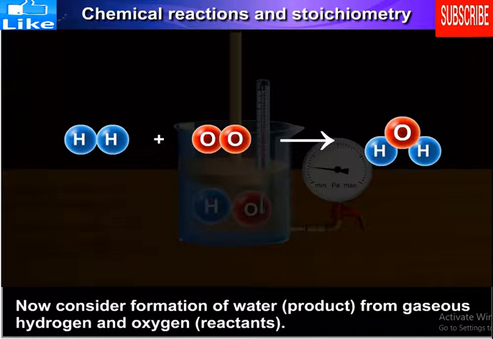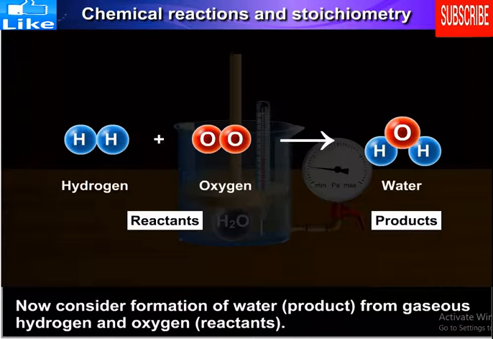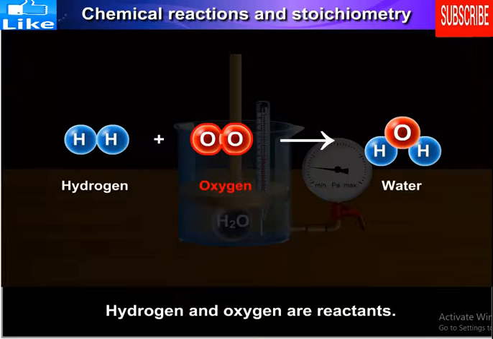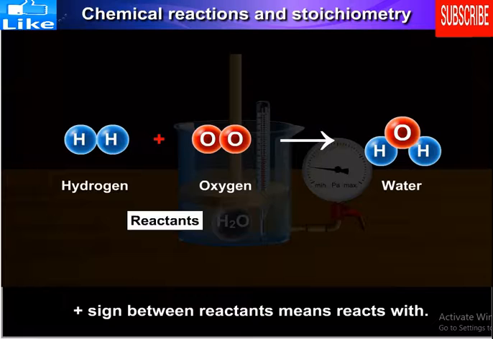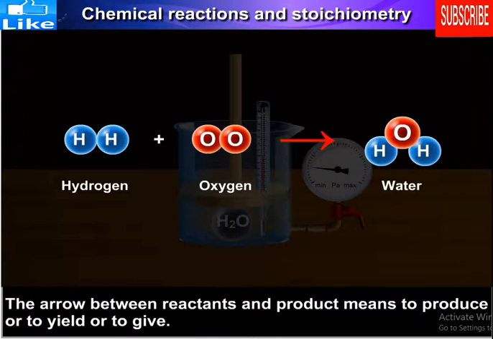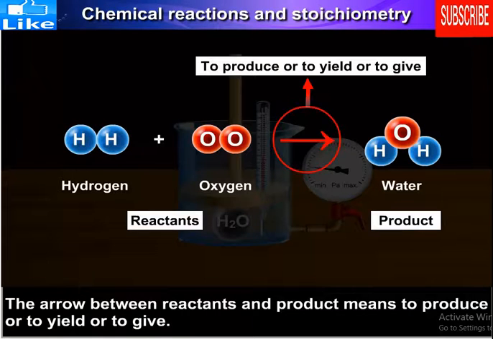Now consider the formation of the water product from gaseous hydrogen and oxygen reactants. The chemical reaction may be written as hydrogen plus oxygen gives water. Hydrogen and oxygen are reactants. The plus sign between reactants means reacts with. Water is a product. The arrow between reactants and product means to produce, or to yield, or to give.